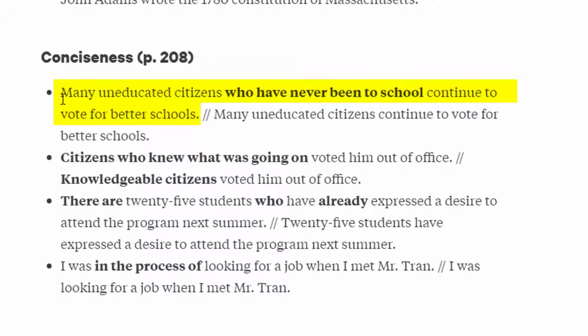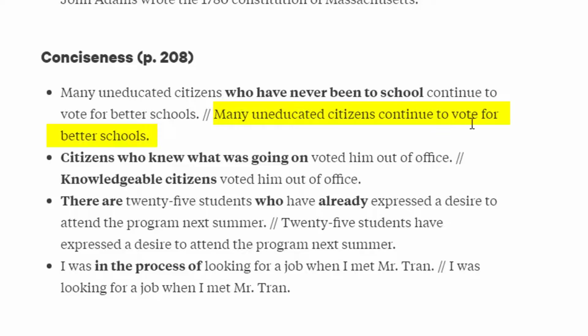Here's our first example. Many uneducated citizens who have never been to school continue to vote for better schools. What is an uneducated citizen? That's someone who's never been to school. So why did you state it twice? Pick one. Many uneducated citizens continue to vote for better schools. Get rid of that extra verbiage that does not add to the sentence.